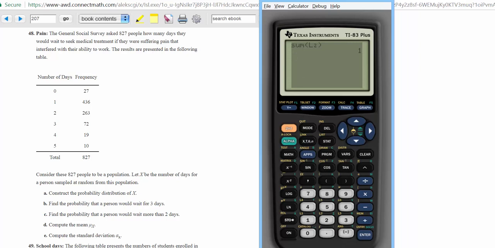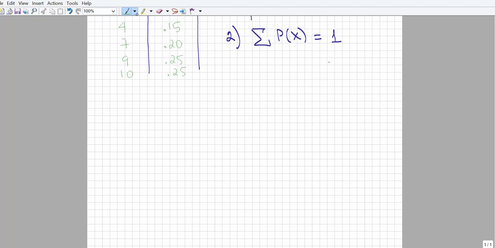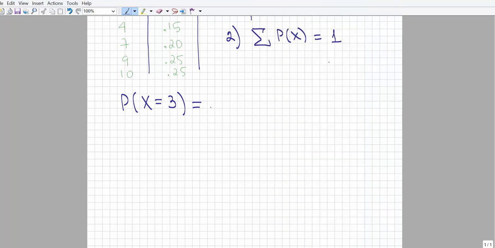Okay, so now I can answer the following questions. Find the probability that a person would wait for 3 days. So how would I write this? I would write it like this: probability that a person is waiting for 3 days. And then I'm looking at my calculator. Let me go back here. I'm going to find my x value of 3, the corresponding probability. We're going to do 4 decimal places. So what is it? 0.0871.